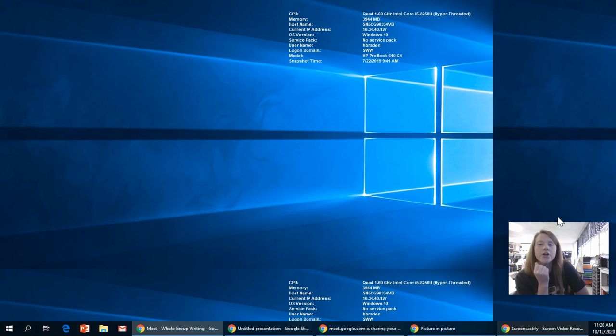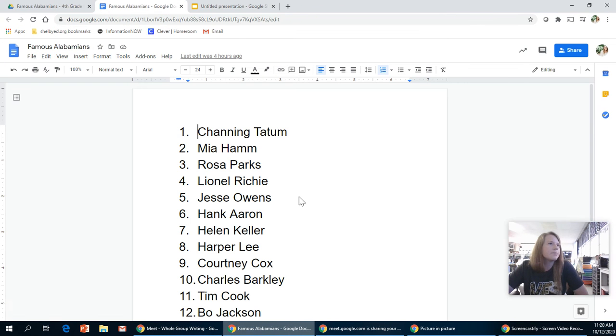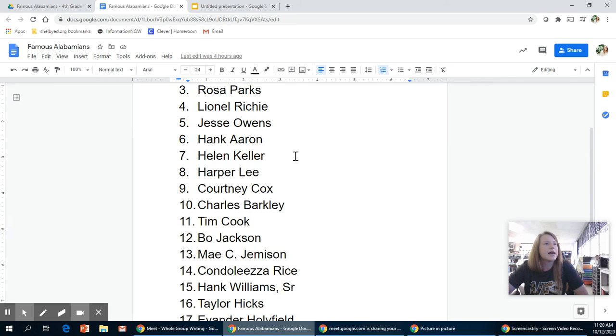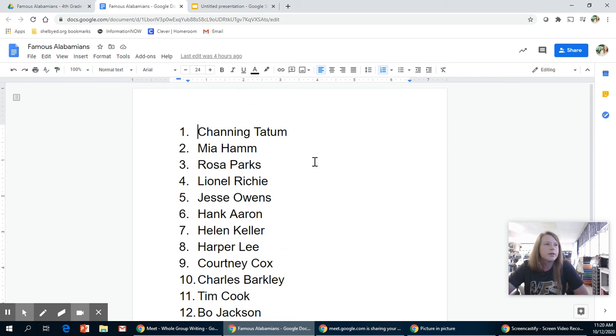Okay. So the first step to that is choosing who you would like to research. So remember, these are only people who are from Alabama, the state of Alabama, and who are famous. And there are a good amount of people that are famous that are from Alabama. So here's a list of famous Alabamians, just a few. Just because they're not on this list doesn't mean you can't do them. If you know somebody who's famous that's from Alabama and they're not on this list, you can give their name to me, and then we'll see if you can do your project on them.